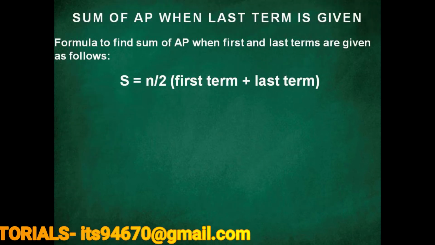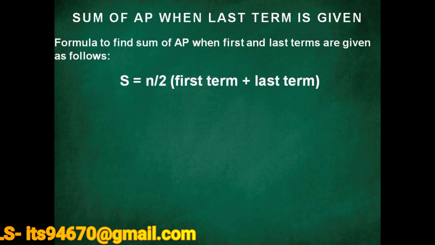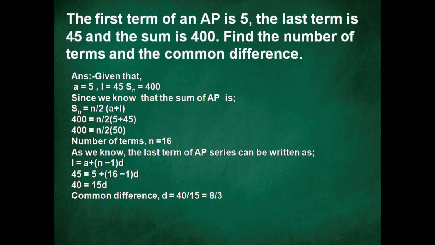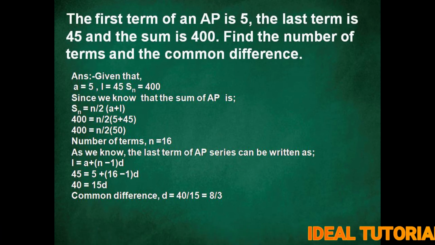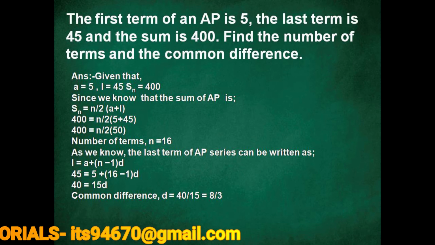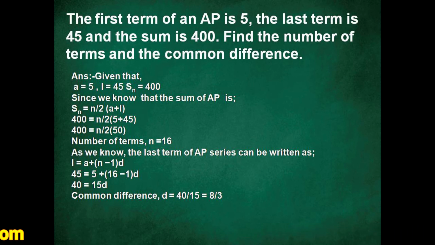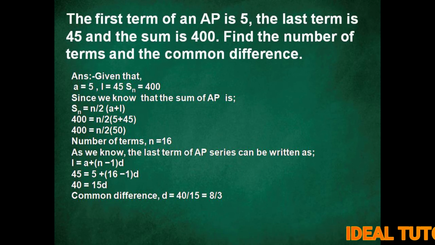Again, the sum of an AP when the last term is given. The formula is S is equal to n by 2 into first term plus last term. For better understanding of the formula, let us take an example. The first term of an AP is 5, the last term is 45 and the sum is 400. Find the number of terms and the common difference. Now here a equals 5, L is equal to 45, Sn is equal to 400.